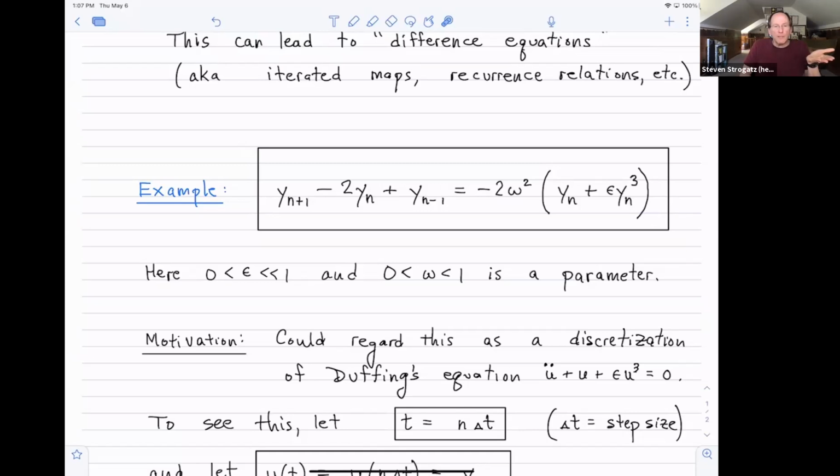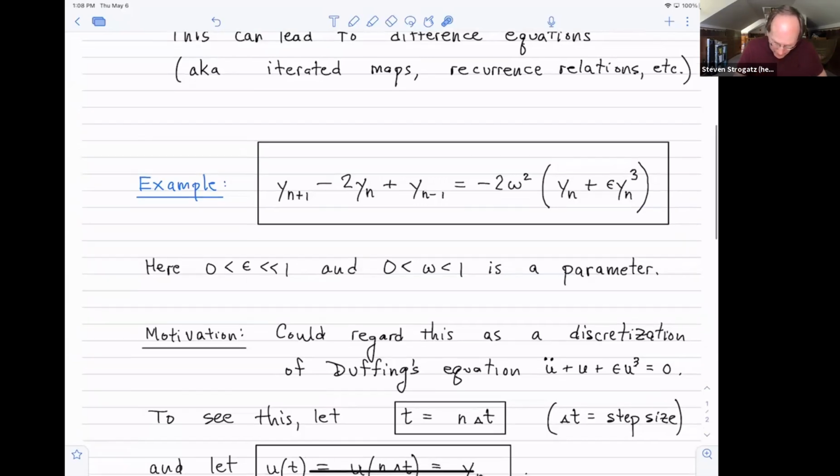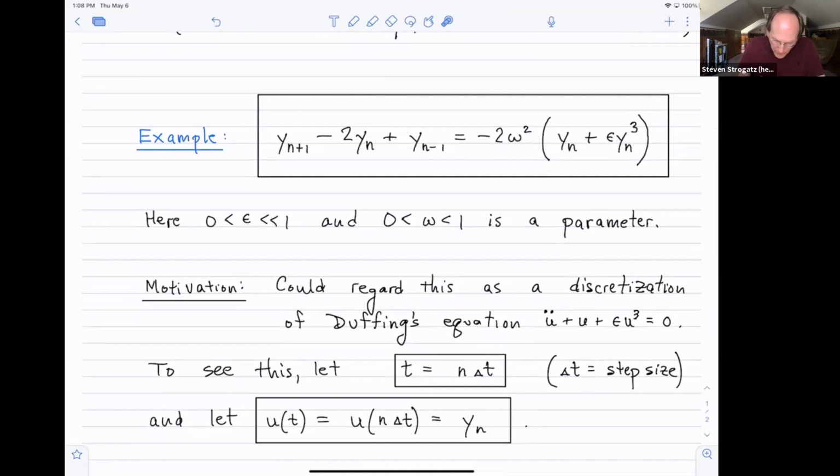So what do I mean? Why do I say that this could be viewed as a discretization of Duffing's equation? Think of it this way, suppose I represent time in discrete time steps of delta t. So n delta t, I'm clicking along in time, as would occur if you were numerically solving a differential equation with finite difference methods. So if I write time as n delta t, and then I sample my function u at those discrete times, so u at the time of interest is u of n delta t. That's what I'm considering as my y n in these equations up here.